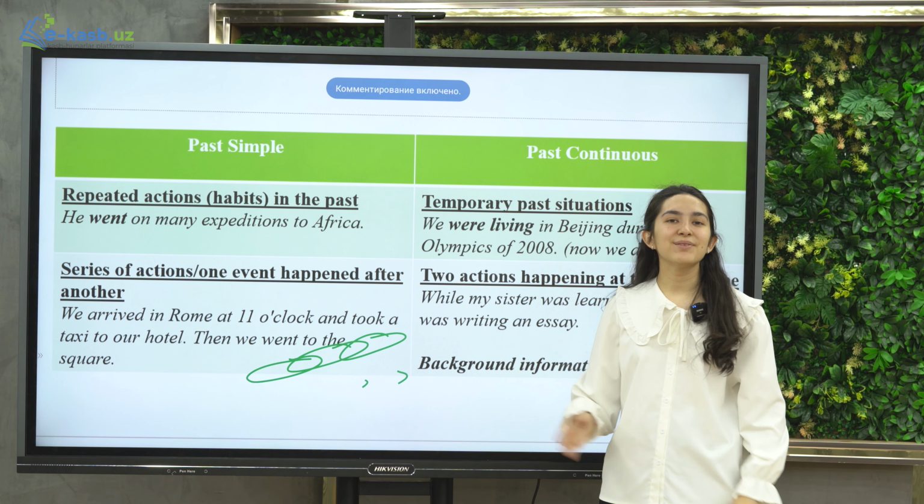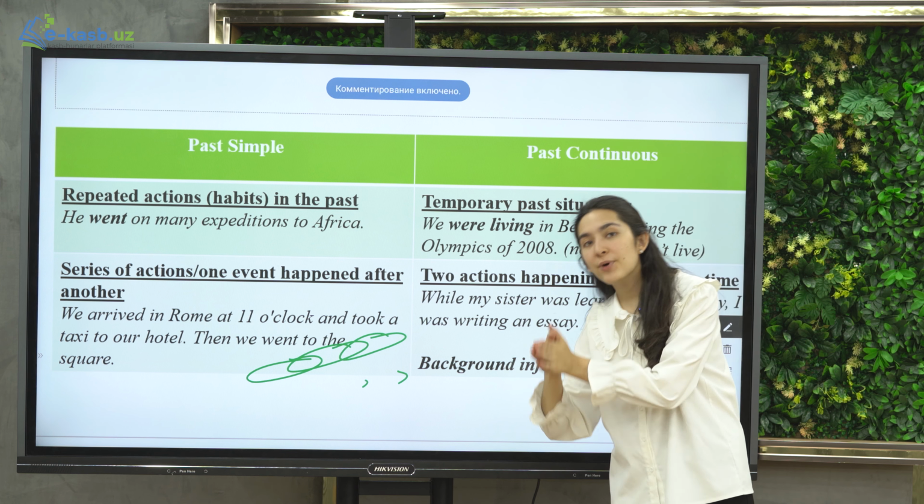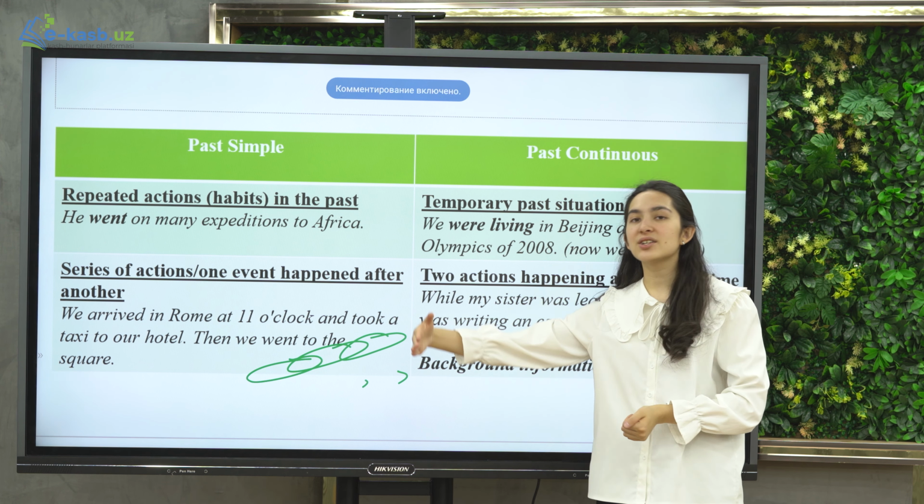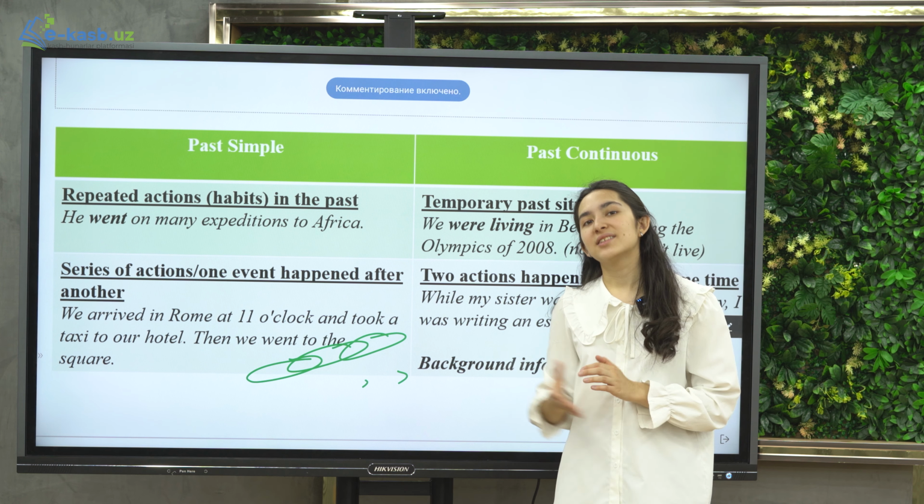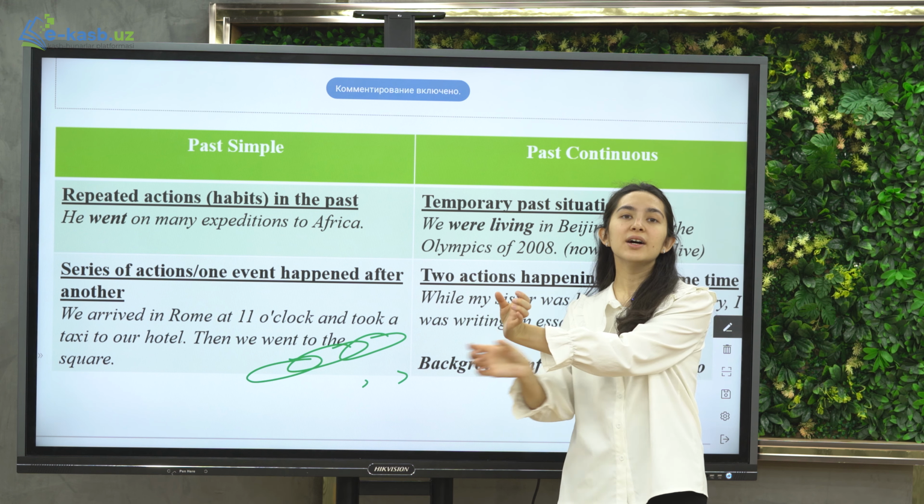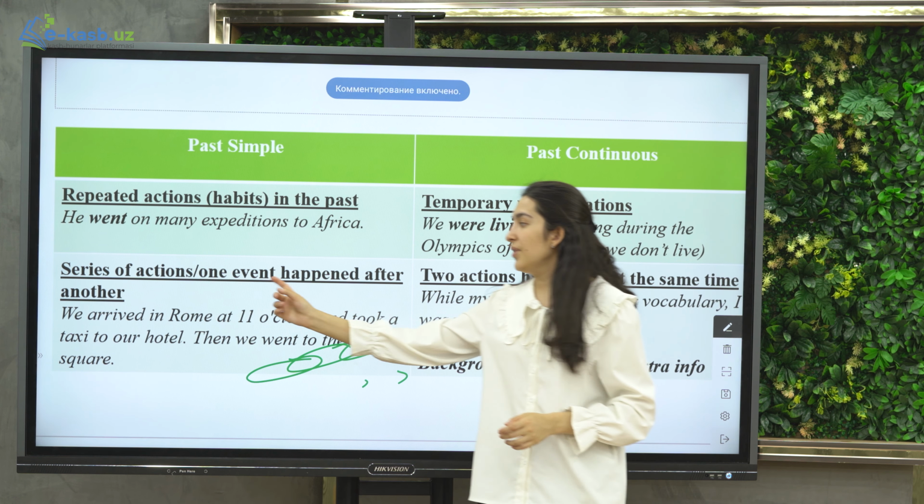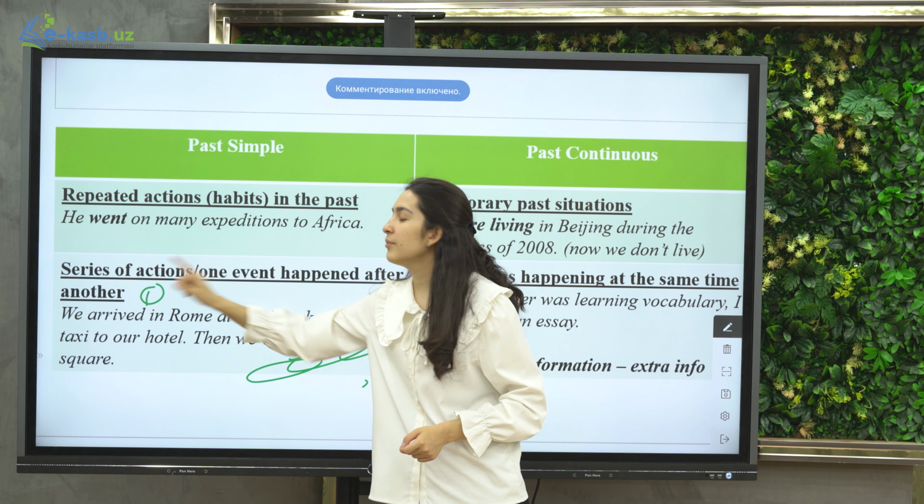So in English we have the word chain or sequence, which means one action happened after another action, after another action. Harakatlar zanjiri desak ham bo'ladi. Nimaga? Chunki har bitta harakat o'zi bir-biriga bog'liq. Masalan, we arrived in Rome at 11 o'clock.